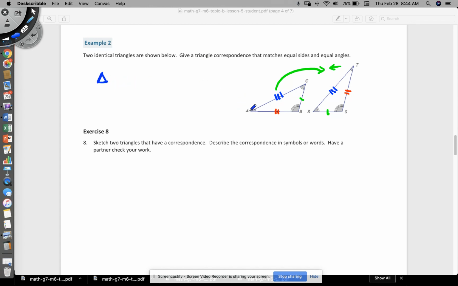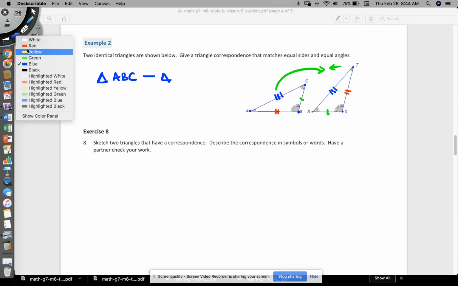So if I say A, B, C corresponds to triangle, now, what direction did I go in? I went down the 2, up the 1, and down the 3. So I'm going to do that too. That means S, T, R.